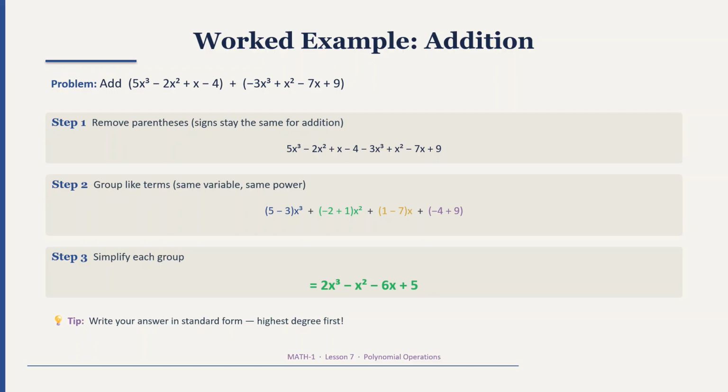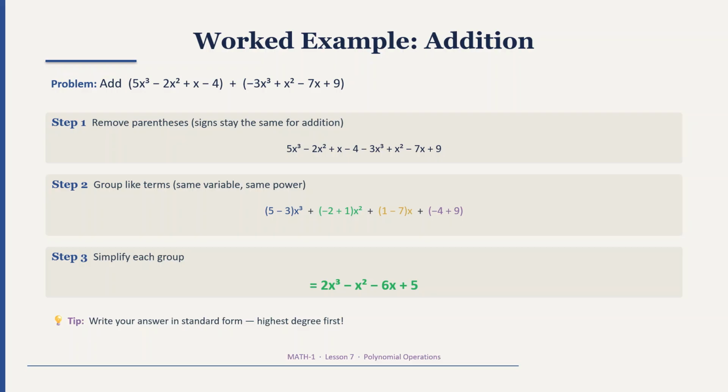Step 2. Combine each group. 5x cubed plus negative 3x cubed gives 2x cubed. Negative 2x squared plus x squared gives negative x squared. X plus negative 7x gives negative 6x. Negative 4 plus 9 gives 5.